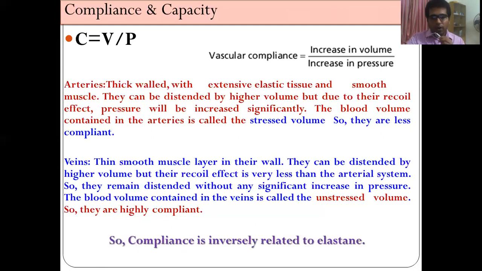So the compliance is inversely related to the elastance. Okay, so the more elastic the vessel is, there will be more recoil back, they will push back or recoil back, and that will increase the pressure, and that will decrease the compliance. Is it clear?